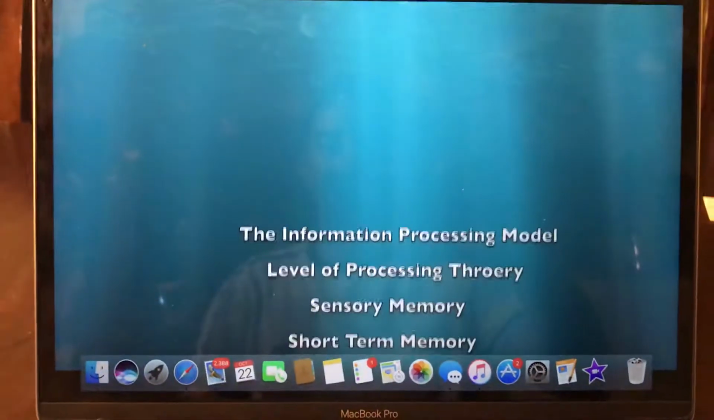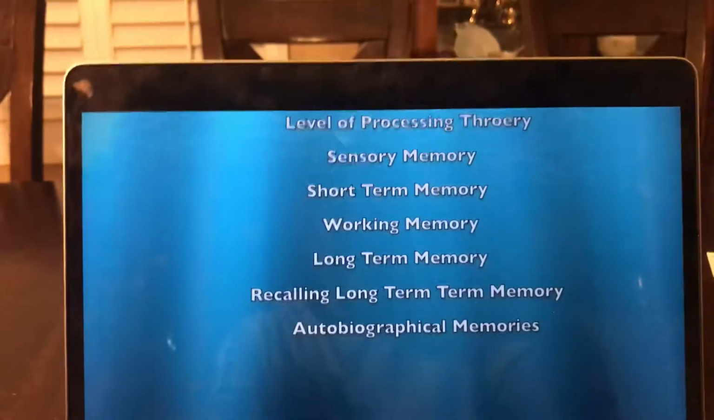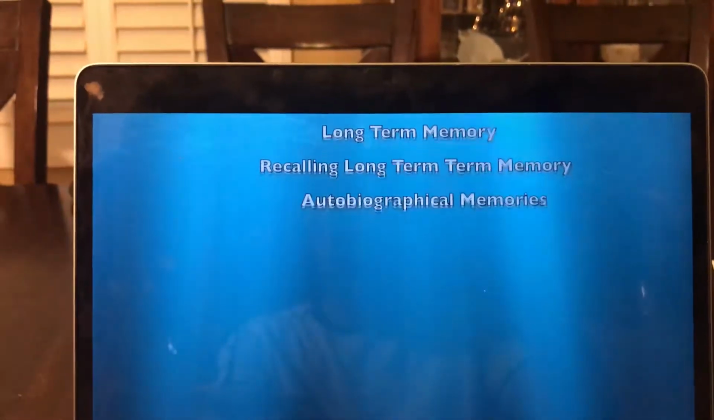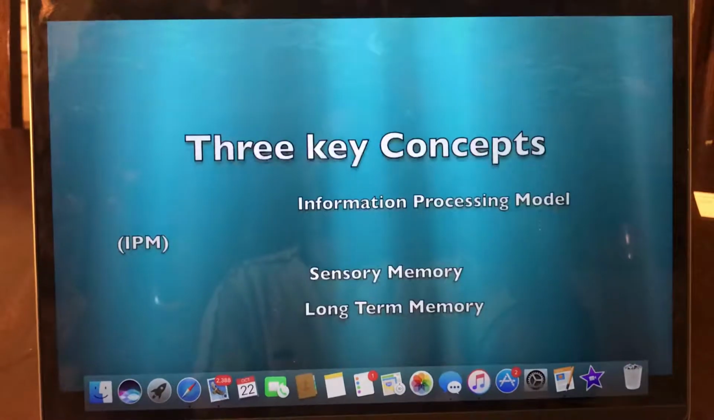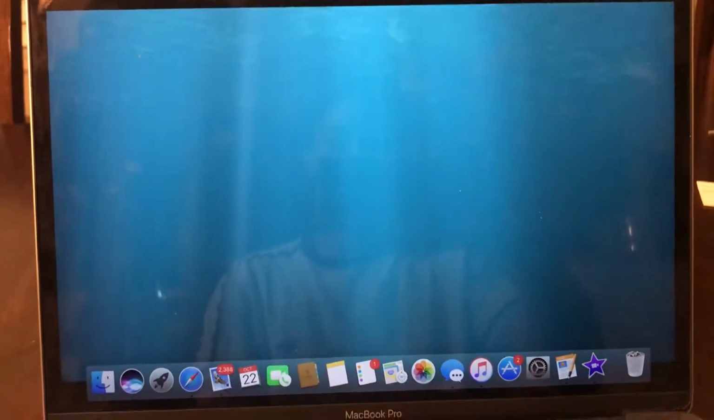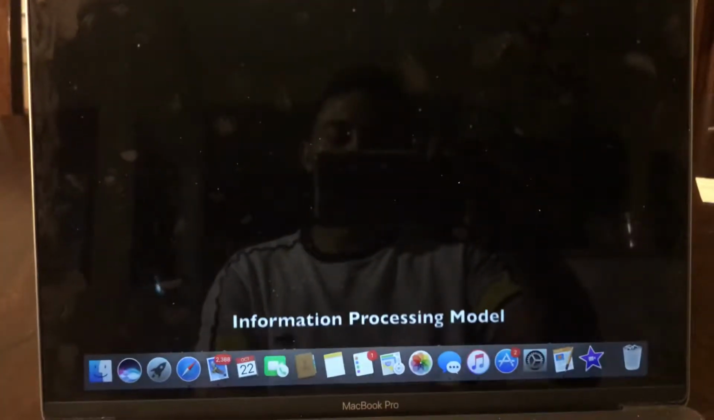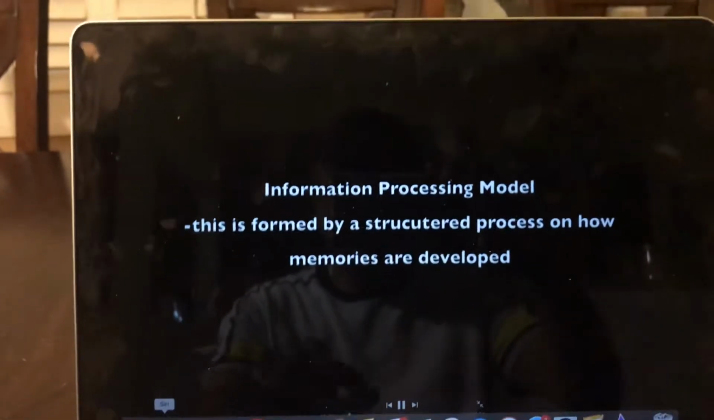There are many concepts and theories that are believed to construct our memory, which include the information processing model, levels of processing theory, sensory memory, short-term memory, working memory, long-term memory, recalling long-term memory, and autobiographical memories. But to save some time, I've narrowed down a few key concepts. The three key concepts are the information processing model, sensory memory, and long-term memory. The information processing model uses images of a computer, keyboard, and desktop to convey its theory.